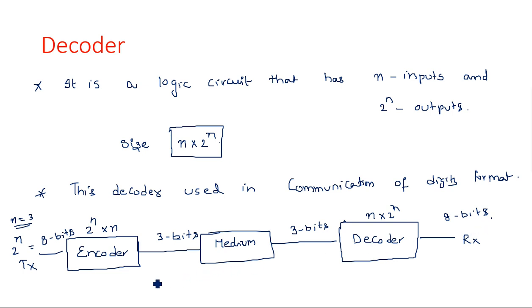In this way, encoders and decoders are used in communications, where they perform opposite operations of each other. The encoder is used to compress the data and the decoder is used to decompress the data. So what we need to understand is that the encoder is used to compress the data.